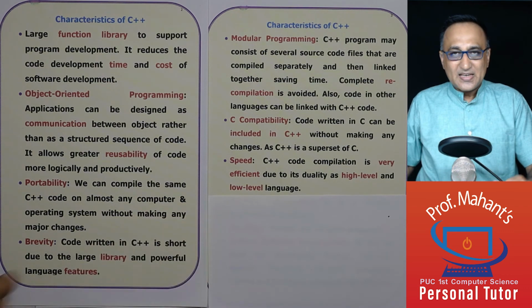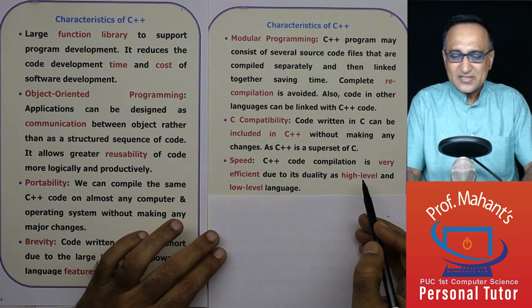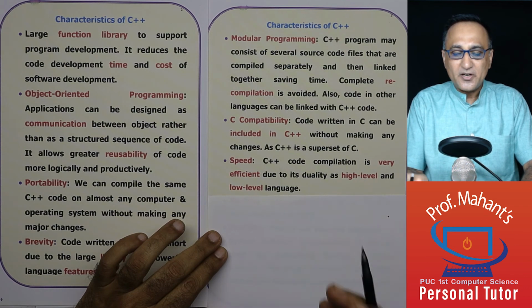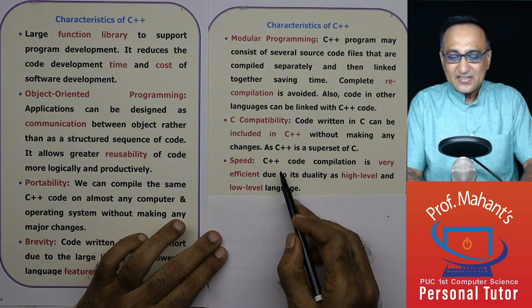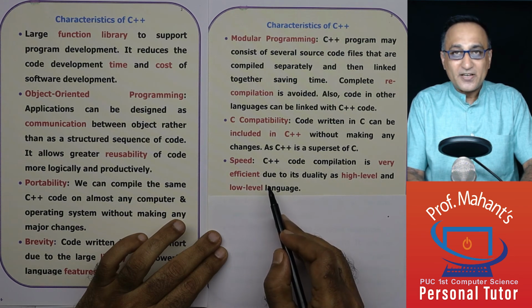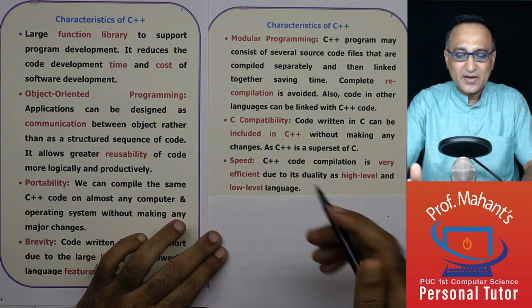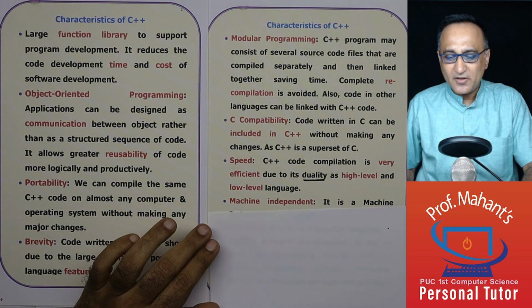C is a middle level language. It's neither low level nor high level. Similarly, C++ is referred to as having duality as a high level and low level language. Duality means it's neither like assembly or a low level language, nor perfectly like a high level language. As a result, C++ code is very effective and efficient and it runs extremely fast, because a high level language gives you ease of coding, and a low level language gives you speed. By combining the features of high level language and low level language, C++ achieves duality. So because of this, it is very efficient and very fast.